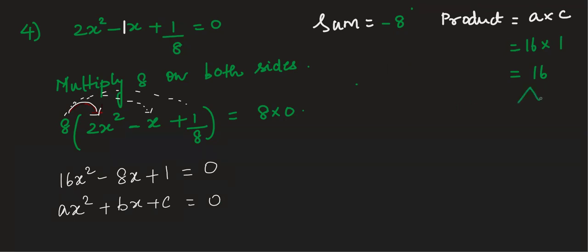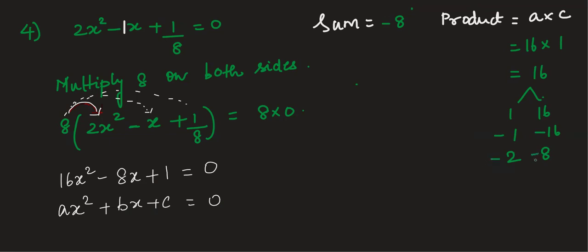So let's see what are the factors now. So let's see, it's one table. So 1 into 16 will be 16. Or we can say minus 1 into minus 16 also will be 16, correct? But then if I add them, do I get minus 8? First one, if I add, I'm getting 17. Second one, if I add, I'm getting minus 17. So no. Let's try two table now. So 2 8s are 16. But then if I add them, I'm getting 10, which is wrong.